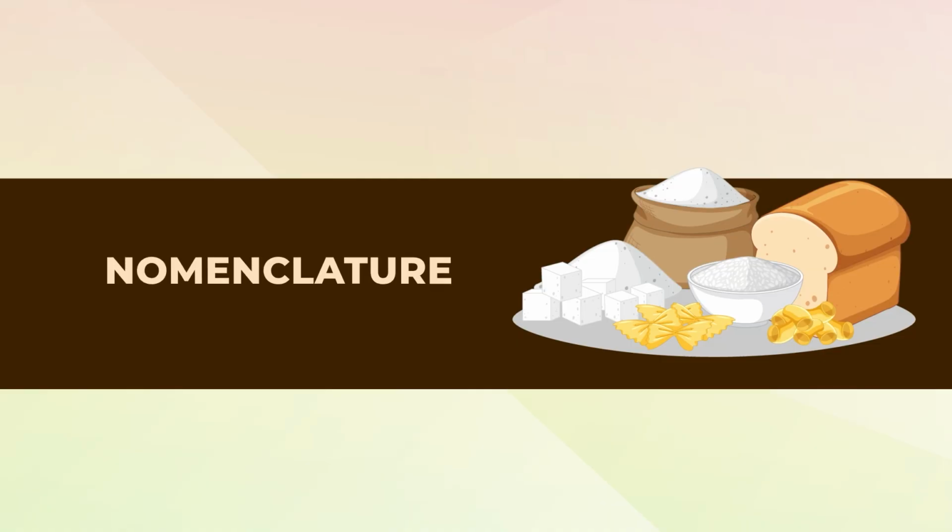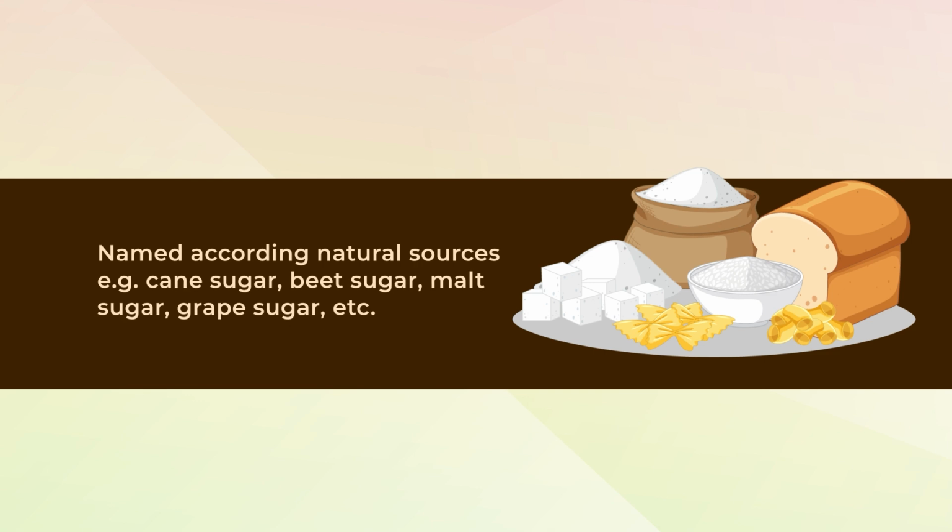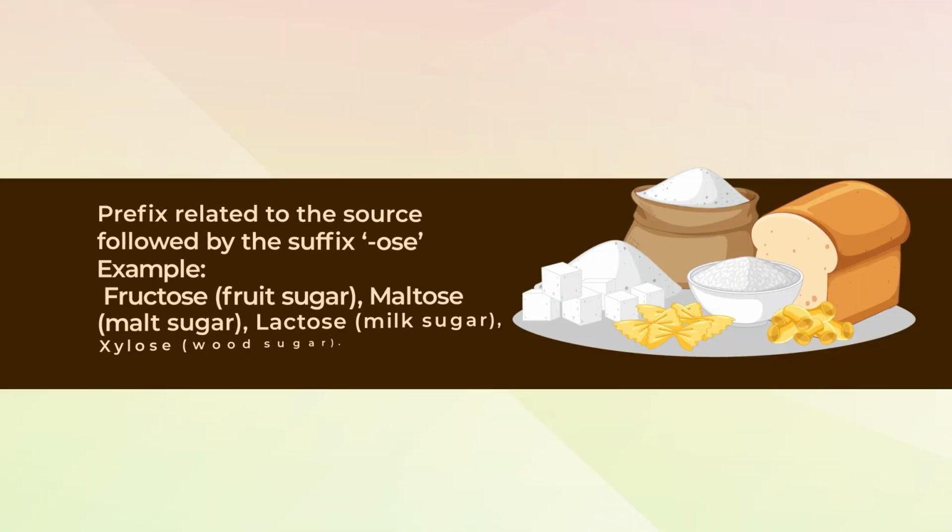Now, how do we give the nomenclature? When it started, names depended upon the natural sources. Sugar obtained from cane was called cane sugar, so the name sugar was given, and beet sugar also. The sugar obtained from malt was malt sugar, similarly grape sugar. Then as time evolved, people started using the source word plus the suffix -ose, like fructose, from fruit sugar, so the name fructose was given. Maltose came from malt plus -ose.